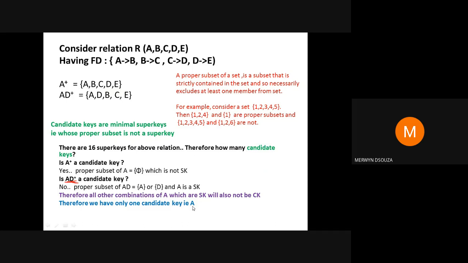I hope you have understood this, students. You need to practice and revise this. Please practice and revise what I have just explained about attribute closure, and see how to use attribute closure to find super keys, and then how to use super keys to determine the candidate keys.